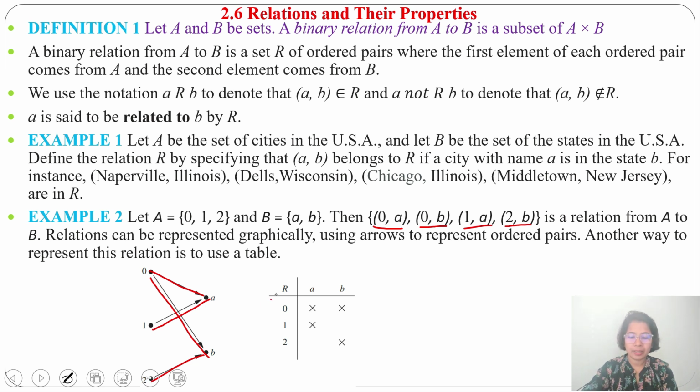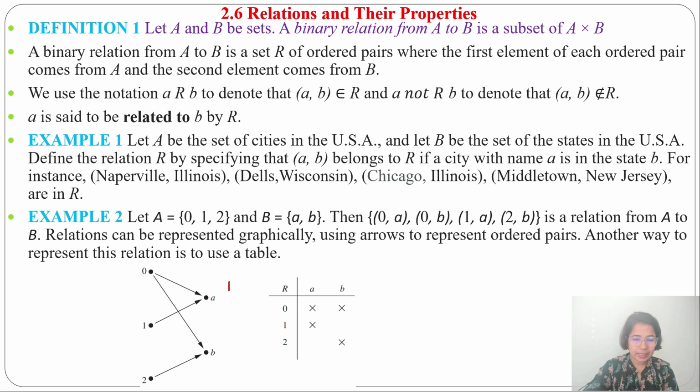This is R, here 0, 1, 2, here a, b. If there is a relation, you can just mark it: 0a related, so cross; 0b related, so cross; 1a related, cross; 1b not present, so nothing; 2a not present; 2b present, so cross. So we can represent a relation graphically, and also in tabular format.